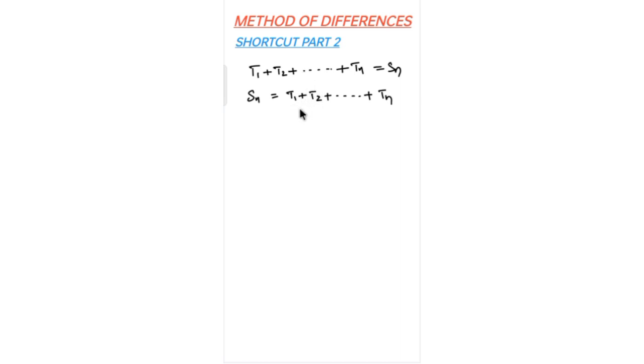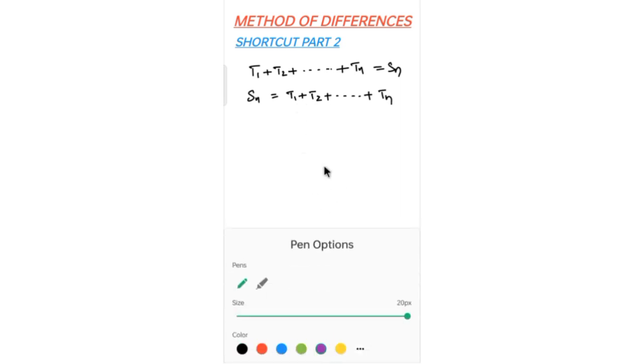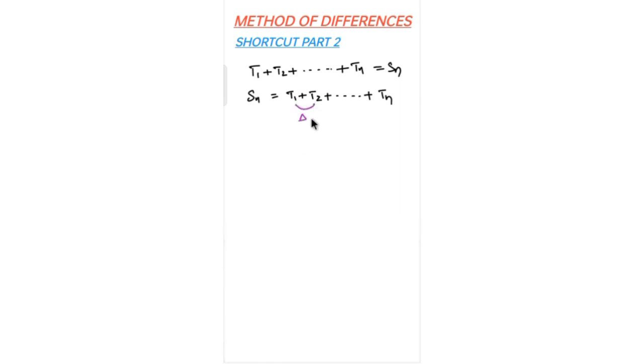Now the difference between T1 and T2 is represented by delta T1, and between T2 and T3 it is represented as delta T2, and between T3 and T4 it's represented by delta T3, and so on. Finally we'll end up with delta Tn minus 1, because there are n terms, so the differences will be n minus 1.